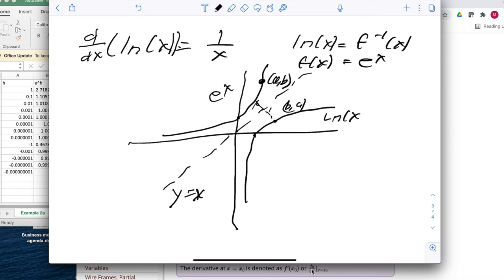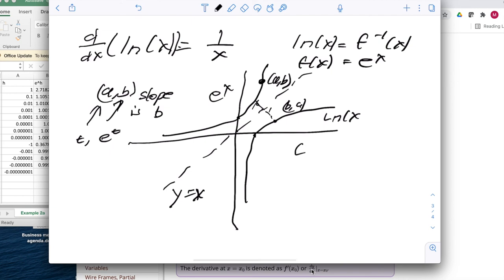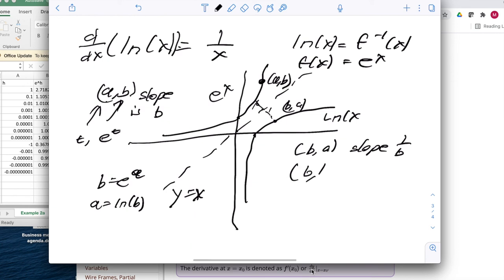And so since this is y equals e to the x, if I have a point a comma b here, my slope is b, because this represented some value t, and that b represented e to the t. The slope of the derivative was e to the t. In this case, I'm going to have a point b comma a, and my slope is going to be 1 over b. So b equals e to the a. If b equals e to the a, then a equals the natural logarithm of b. And so here we have b comma natural logarithm of b, and the slope will be 1 over b. So this is the argument that if my function is the natural logarithm of x, the derivative is 1 over x.